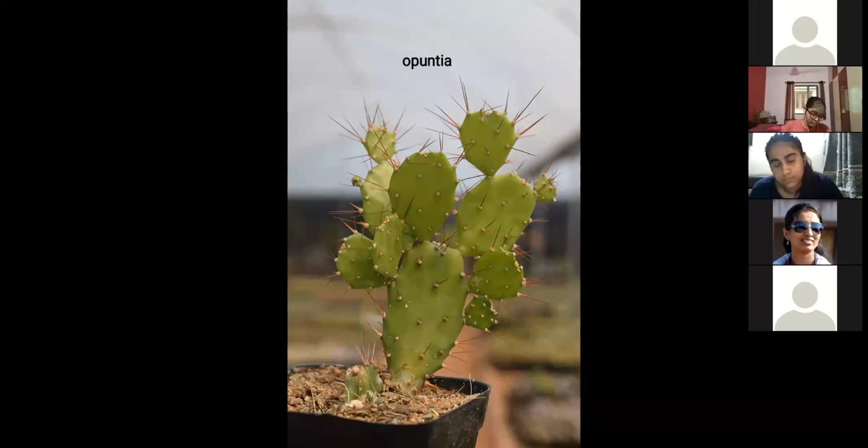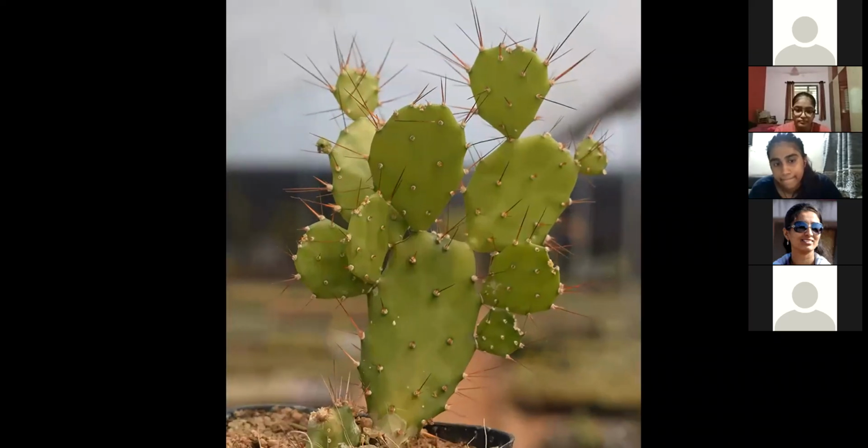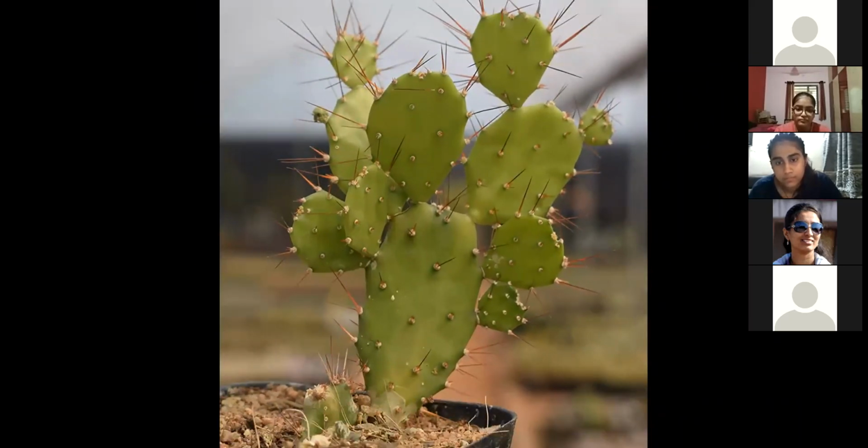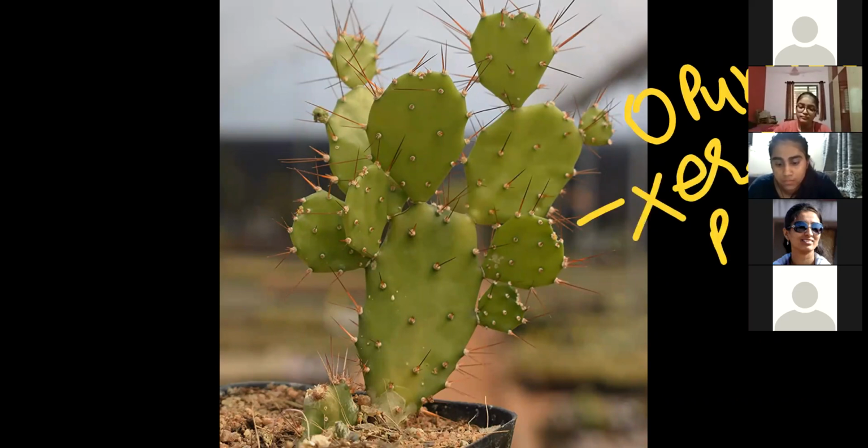Next, have you ever seen this plant? Yes, ma'am. Okay. This is the Opuntia plant, a desert plant. Remember, desert meaning dry, arid conditions. We can say xerophyte also, the plants which grow in sandy, arid regions, we call xerophytes, right?